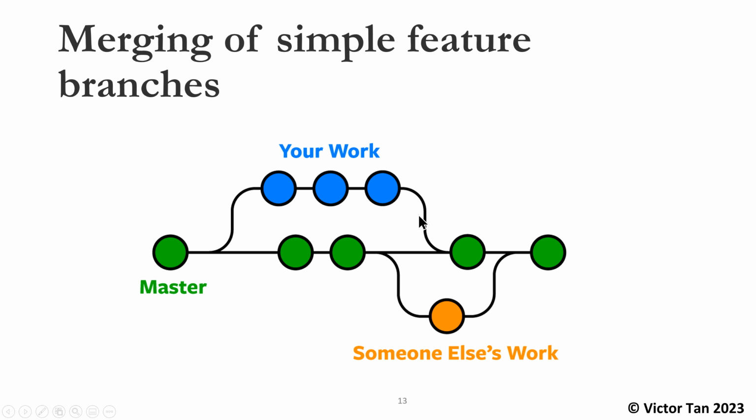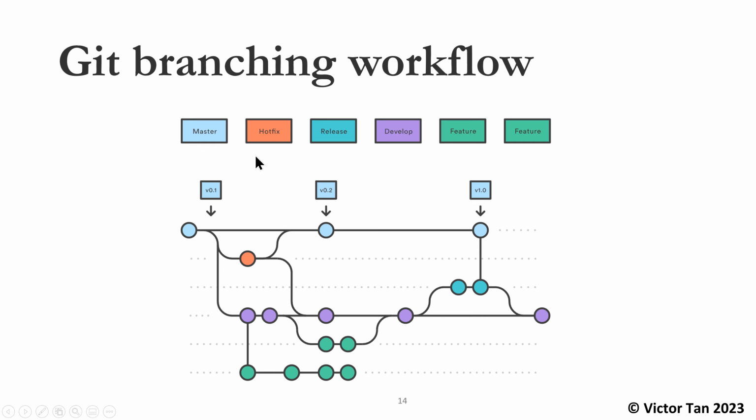So here we have a very simple workflow. You only have maybe just 2 feature branches. Now in a real life situation, you can have a more complex workflow where you have multiple branches. You're still always going to have a master branch which holds the main code base for the project. And then below the master branch, you can have many more branches. You can have a hotfix branch, release branch, development branch, and then multiple feature branches.